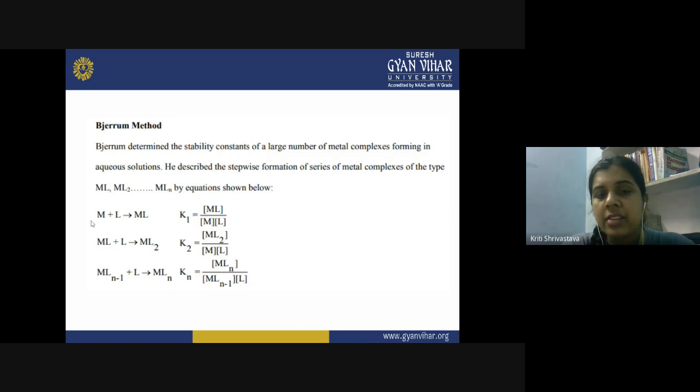Then in the second step, we have ML plus L, so it will form ML2, and you will get the stepwise stability constant K2, whose value will be product upon reactant. Then you have MLn-1 plus L giving MLn, and Kn will be equal to [MLn] divided by [MLn-1][L]. In this manner, in the different steps, we can get the different stepwise stability constants.